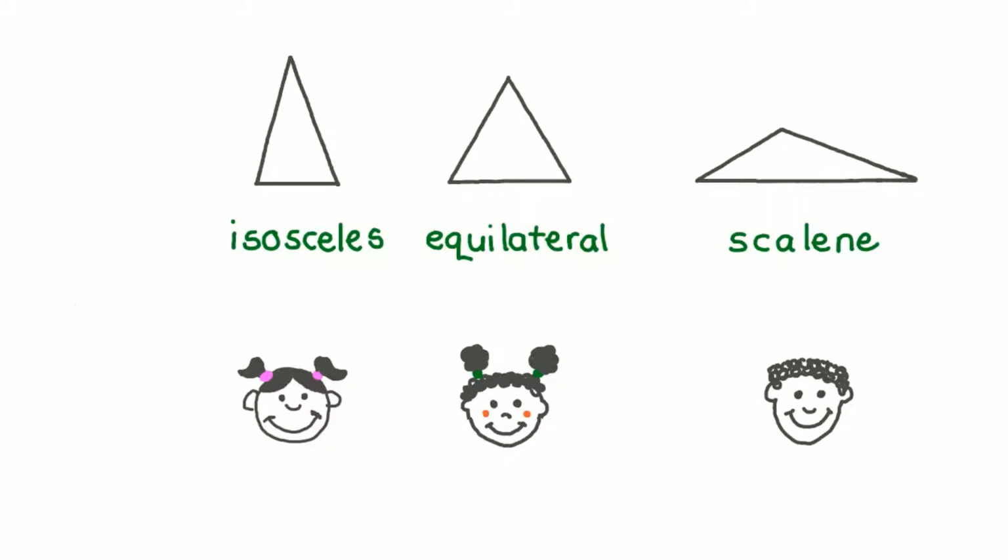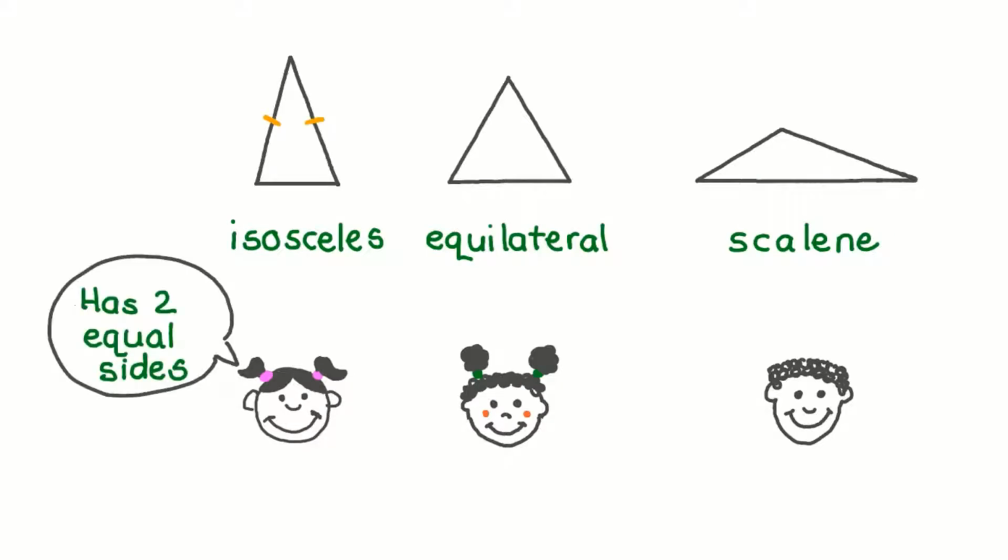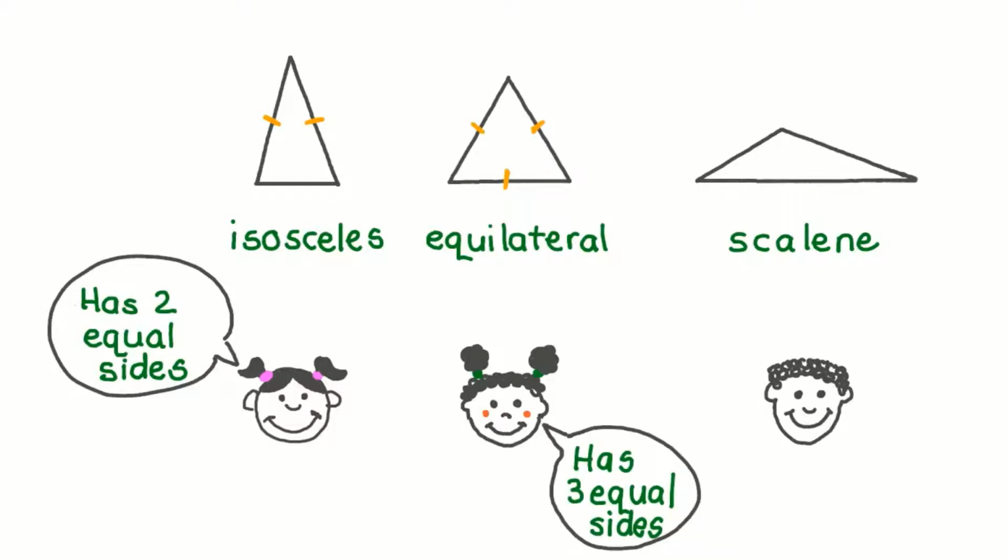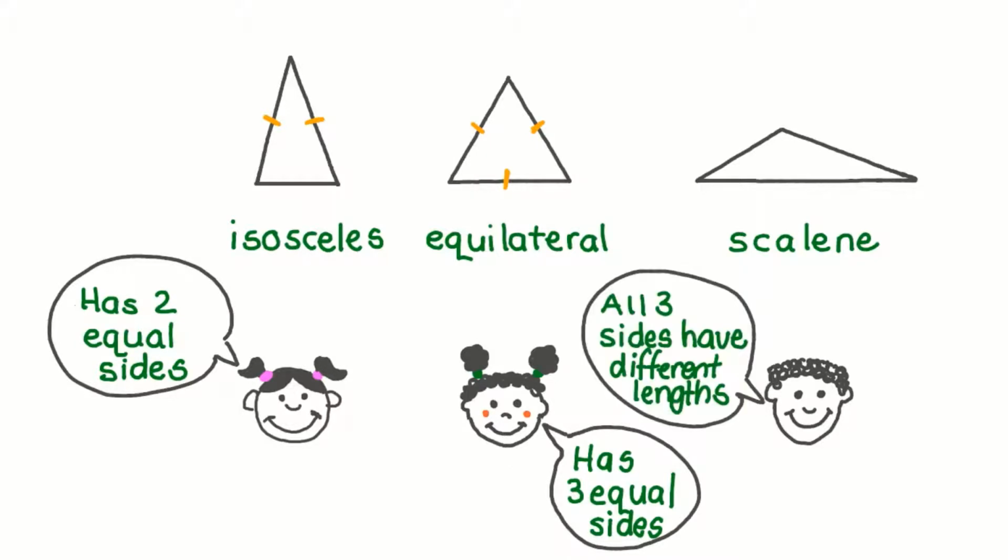Let's recap what we've learned about our different types of triangles. An isosceles triangle has two equal sides. An equilateral triangle has three equal sides. And all three sides of a scalene triangle are different lengths. So a scalene doesn't have any equal sides. Let's try some questions now to help us practice what we've learned about isosceles, equilateral, and scalene triangles.